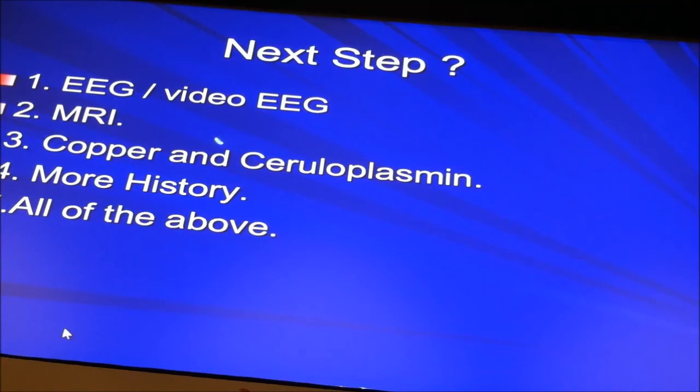Next step: EEG. Remember, he had a history of loss of consciousness, as per his mother. Then after that, he developed this attack. Video EEG, MRI, copper and ceruloplasmin, more history? All of the above. Perfect. Well, I will take more history.